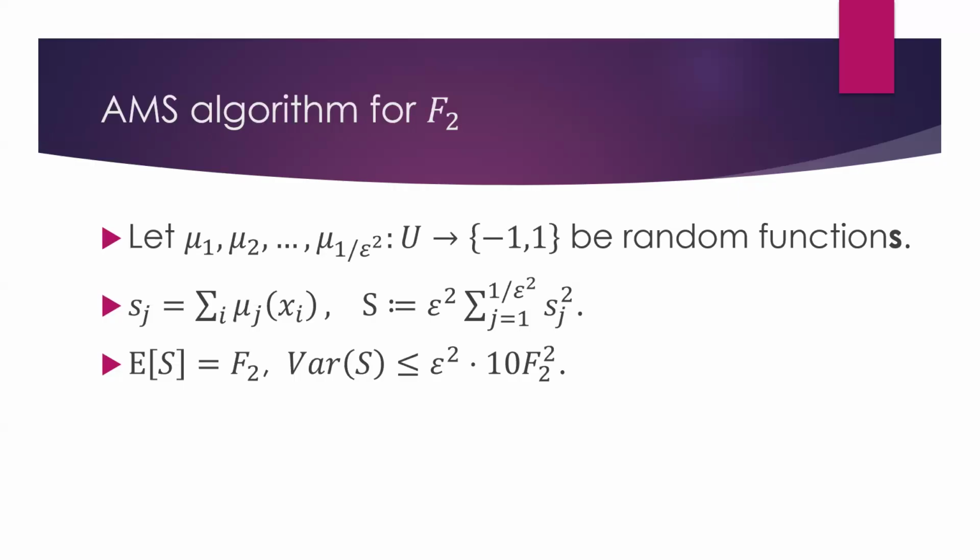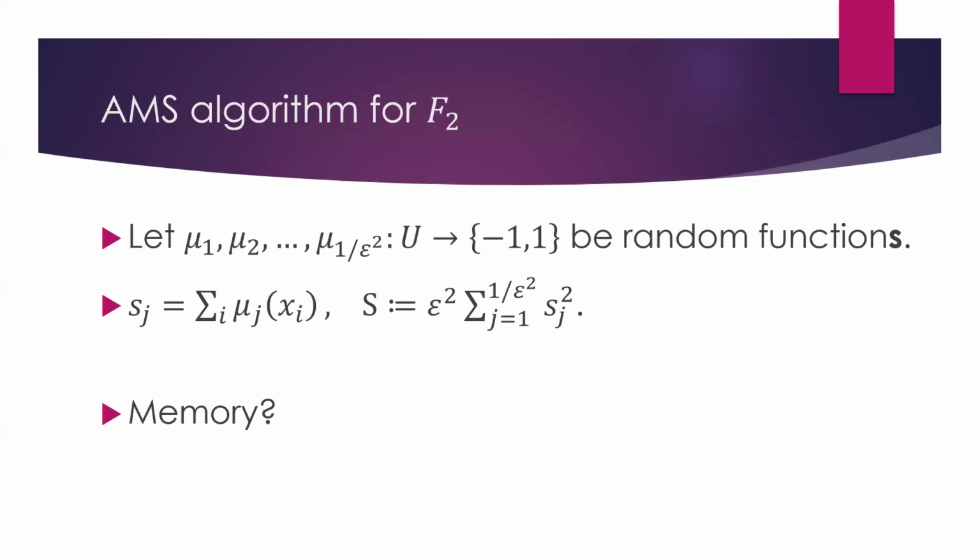Okay, and what was the one point that I lied about, that I swept under the rug? How much memory do we need? First of all, for the counters, nothing changed. We just have this log n we had before times the number of counters. This is a log n over epsilon squared. But the one thing that I didn't tell you how to do is how do we also remember those random functions in memory.